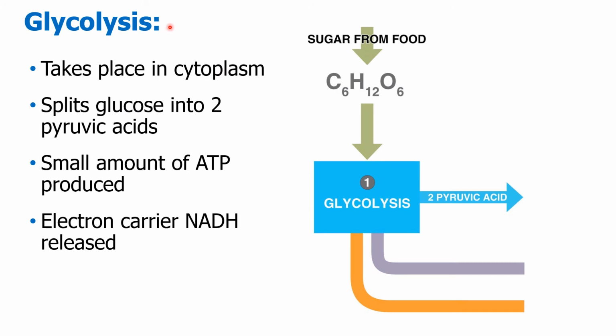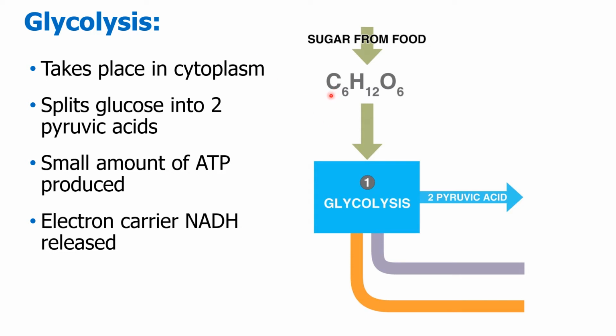Okay, so let's start talking about glycolysis, which is the first reaction to take place during aerobic respiration, or cellular respiration. Glycolysis is going to take place in the cytoplasm of the cell. And if you break the word glycolysis, you would get glyco, which is basically sugar, and lysis, which is breaking down. So glycolysis is the breaking down of sugar.